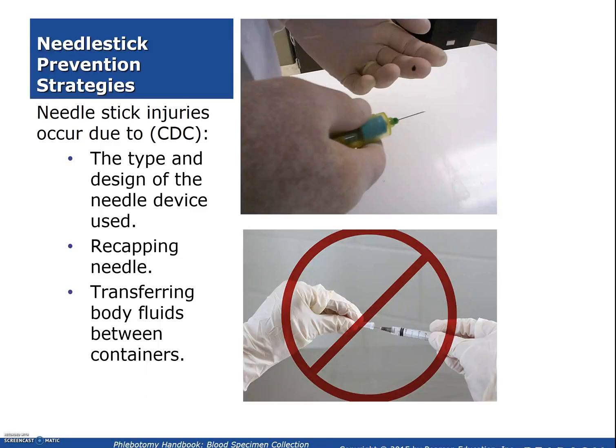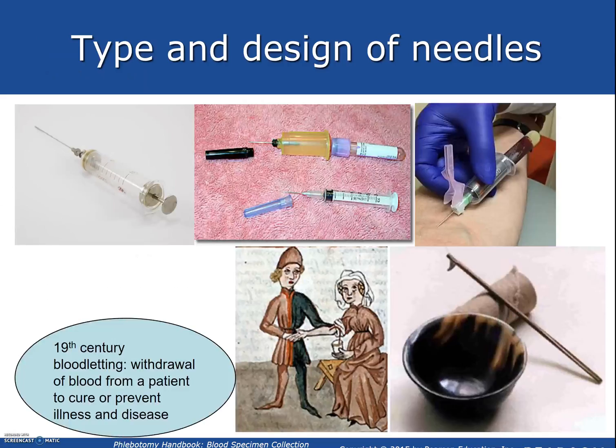Transferring blood fluids between containers, we now have safety transfer devices that help aid us in transferring blood appropriately to avoid needle stick injury. And improper needle disposal. So you dispose of the needle in the garbage can instead of the sharps container. You forget it in the patient's bed. So those are some examples of improper needle disposal.